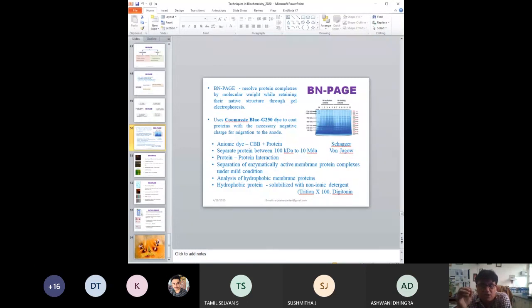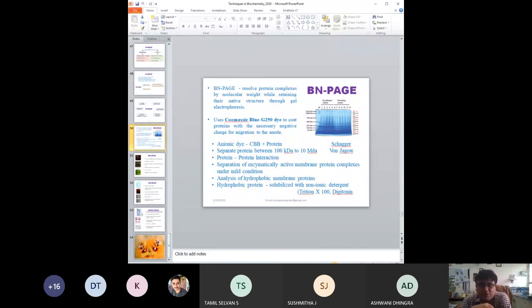So even a big supramolecular protein complex you can easily resolve using BNPs. And here, the most important use of BNPs is for protein-protein interaction. So easily you can track and characterize the protein-protein interaction using BNPs. This is also used for the separation of enzymatically active protein complexes under mild conditions.